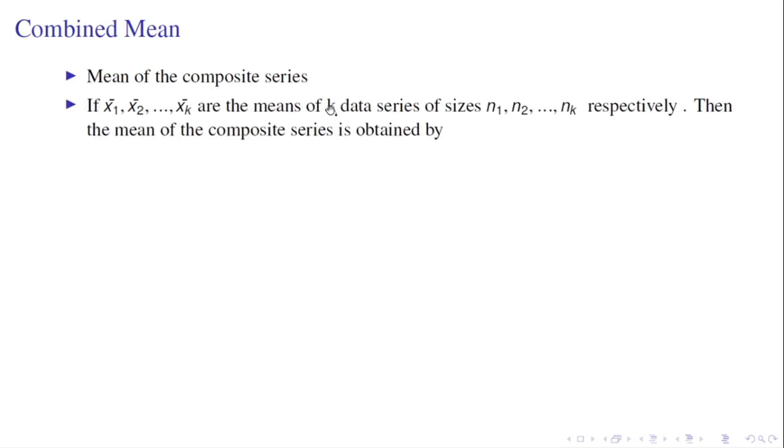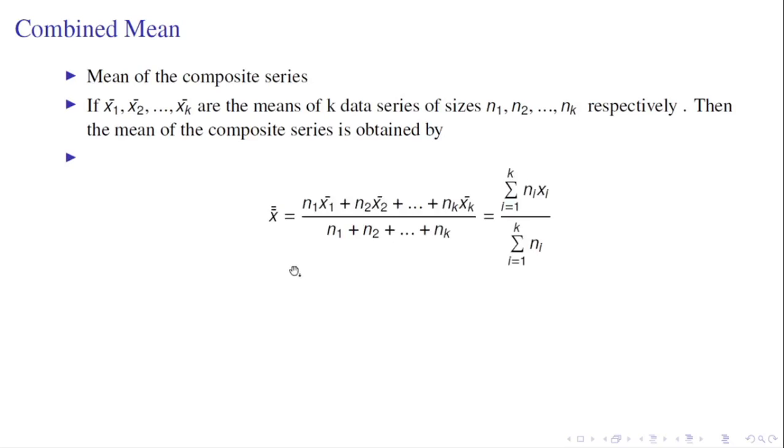And the next property is the mean of a composite series, or combined mean. Let x1 bar, x2 bar, ..., xk bar be the means of k data series of sizes n1, n2, ..., nk respectively. Then the mean of the composite series is given by x double bar = (n1 x1 bar + n2 x2 bar + ... + nk xk bar) / (n1 + n2 + ... + nk). This is nothing but Σ (i = 1 to k) ni xi bar divided by Σ (i = 1 to k) ni.